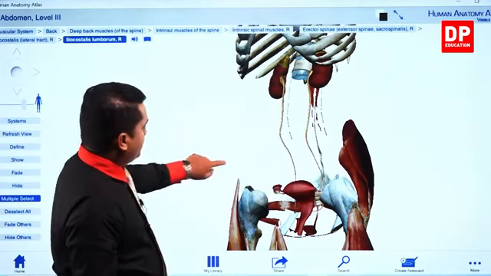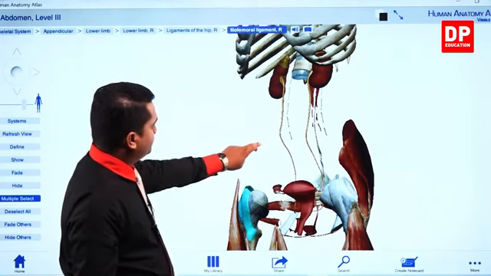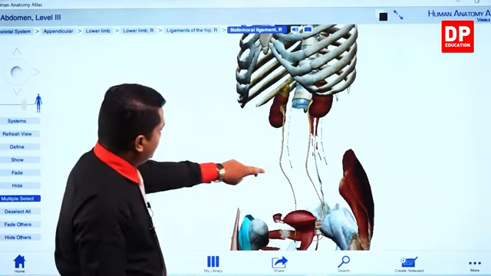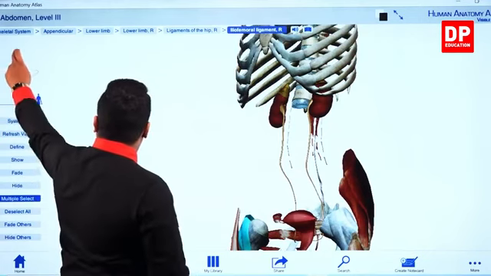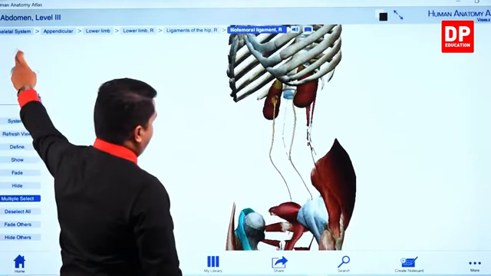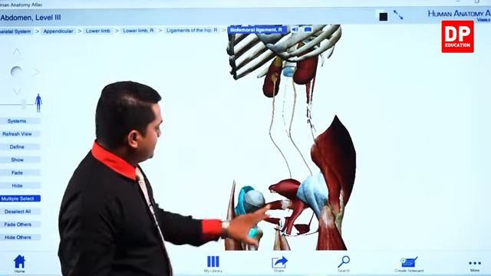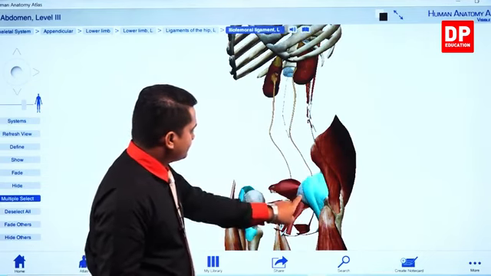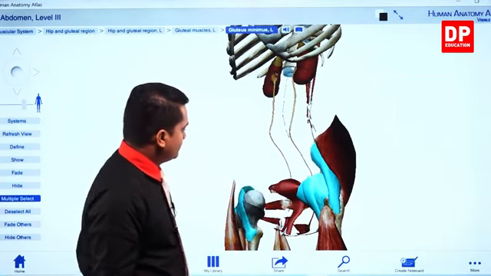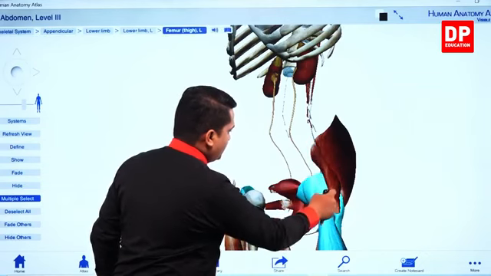Right, so this is the maximum which I can remove. So now you can see very clearly. Right, now you can see very clearly. So this is the... right, we'll remove these ones as well.